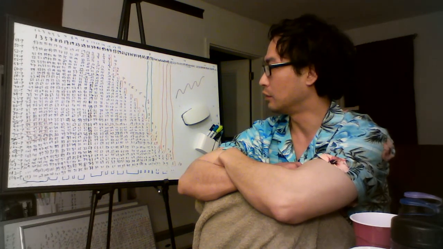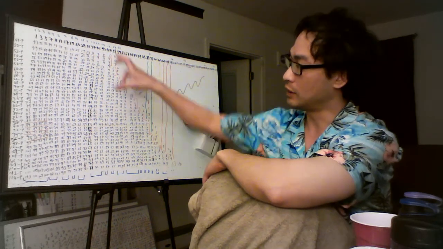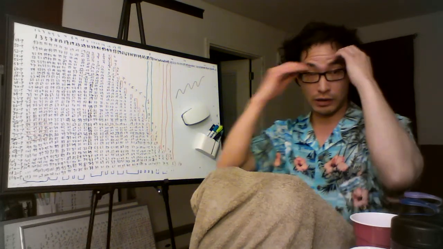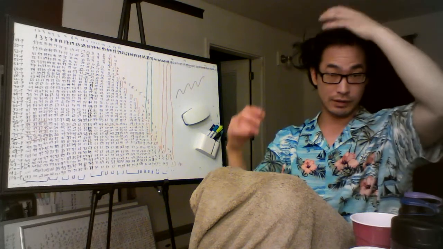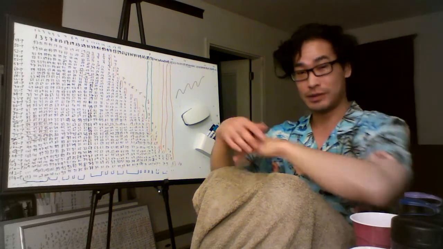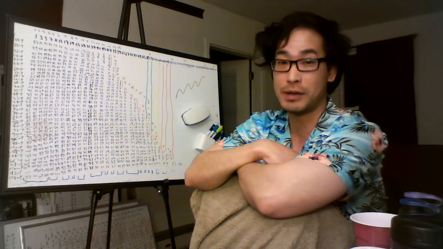So what I'm thinking is this: each column contains complete coverage of odd integers, right? Some odd integers are primes, and some odd integers are odd composites.